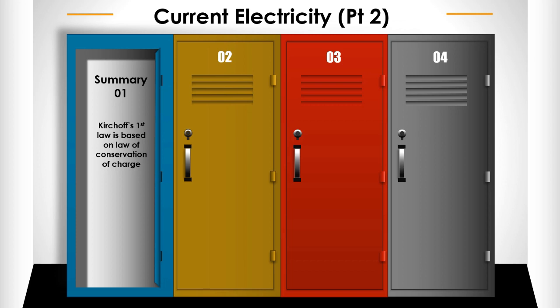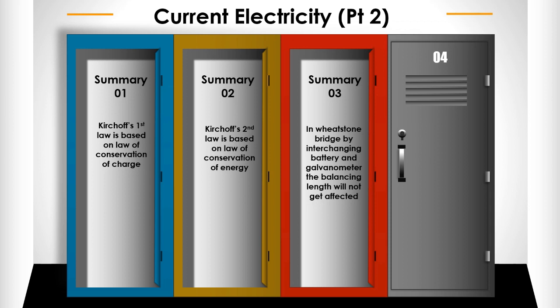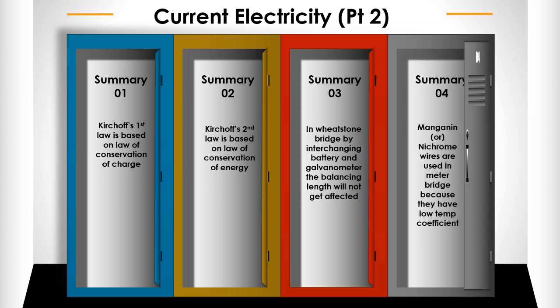Kirchhoff's first law is based on the law of conservation of charge. Kirchhoff's second law is based on the law of conservation of energy. In a Wheatstone bridge, by interchanging battery and galvanometer, the balancing length will not get affected. Manganese or nichrome wires are used in the meter bridge because they have a low temperature coefficient.